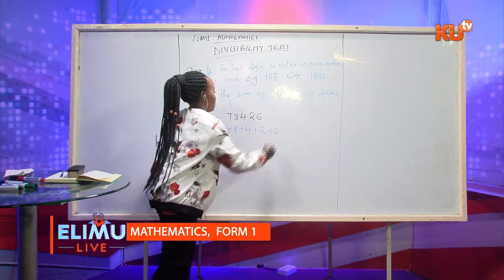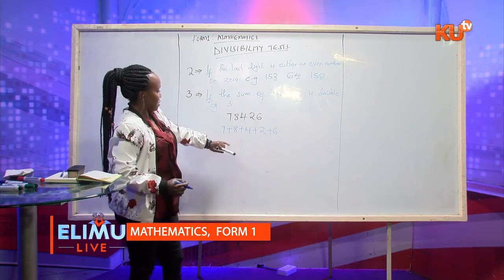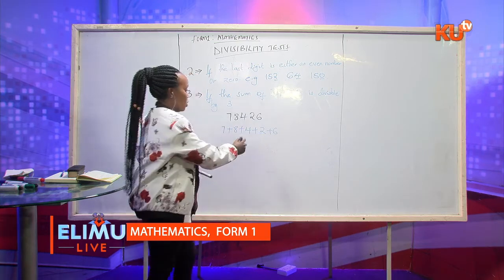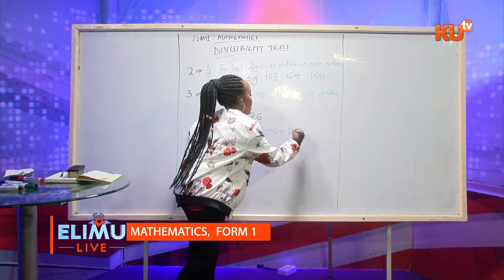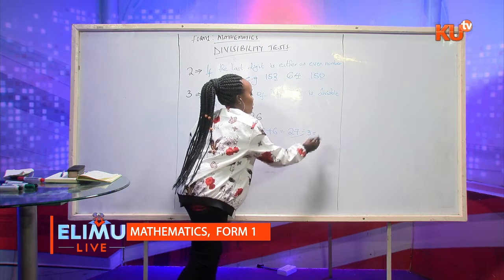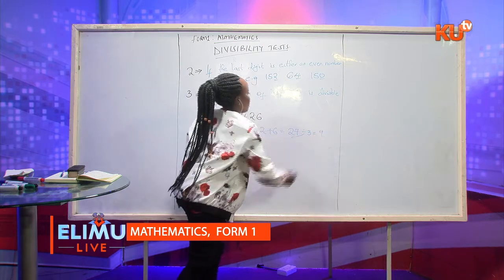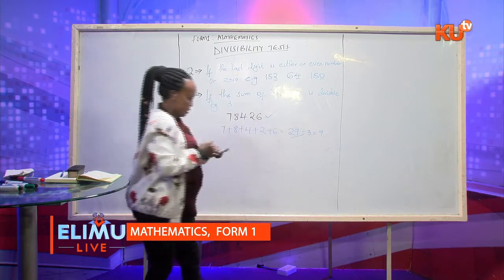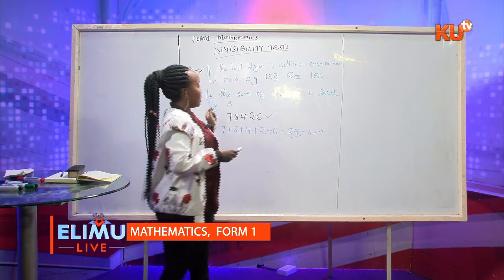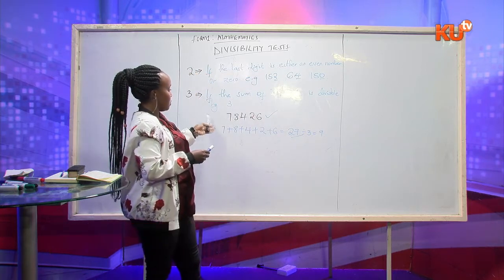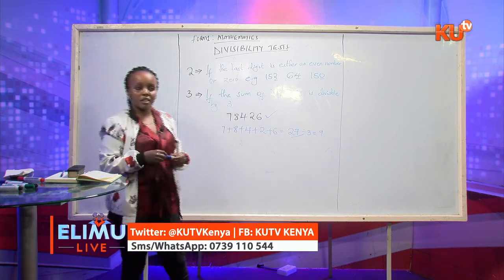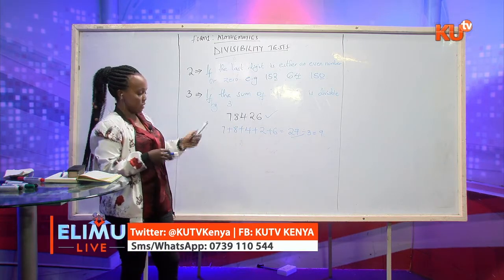7 plus 8, this is 15. 15 plus 4, 19. 19 plus 2, 21. 21 plus 6, this is 27. And as you can see, 27 is divisible by 3. If you take 27 and divide by 3, we get 9. So we are going to say that this number is divisible by 3 since the sum of its digits forms a number that is divisible by 3, and the number formed after we've added up the digits is 27. So we can say that this number is divisible by 3.